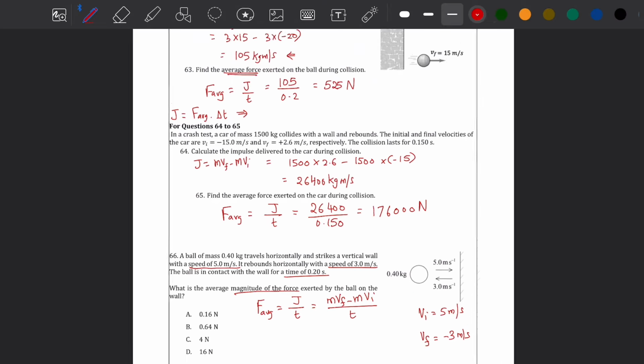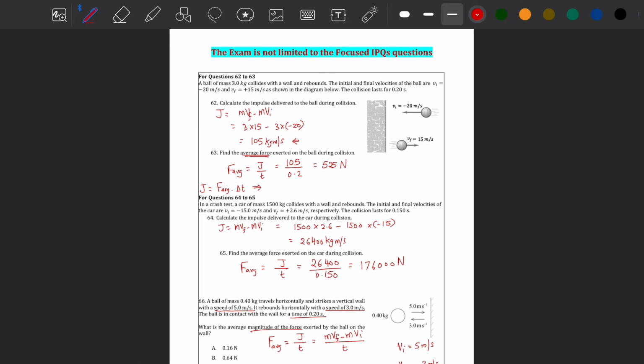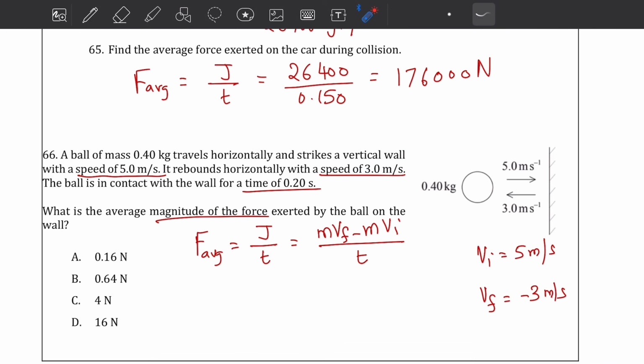So remember, in this problem, they did not give us the velocities, they gave us the speed. In all the questions above it, you can see that they are directly giving us the velocities. So if they give you a question like this where they are talking about the speed, then you should check the direction, and according to that you have to put the signs for the velocity. So here initial velocity was to the right, so 5 meter per second is positive. Final velocity was to the left, so I will write it as negative.